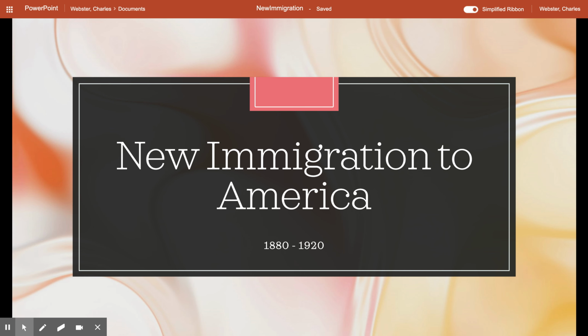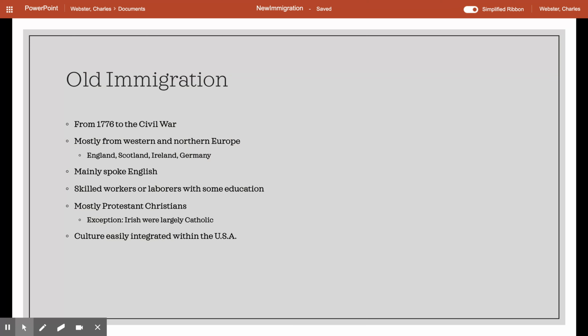So this one's going to be on new immigration to the United States, and we're going to be focusing on the millions of new immigrants who were coming to the United States between the years 1880 and the 1920s, as well as taking a look at what they encountered when they arrived in places like New York City, Boston, Chicago, and we're also going to look at the rise of other urban areas in the United States. So let's get started. So, before we talk about new immigration, you really need to understand what old immigration was.